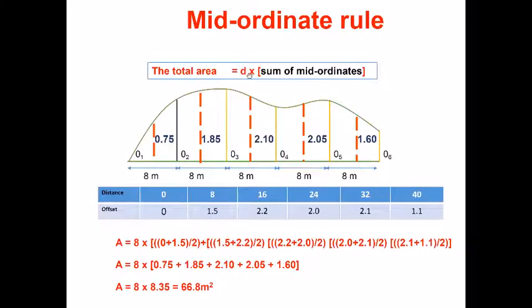Like the equation that we discussed, the area is given by d, so d is 8, multiplied by the sum of the mid ordinates. So what we have to do is take the average of O1 and O2 and similarly O2 and O3. For the first strip, the average would become O1, which is 0, plus O2, which is 1.5, divided by 2. So here we have the first average for the first strip. Similarly, let's do the last one, O5 and O6: 2.1 plus 1.1 divided by 2. So here we have the sum of mid ordinates multiplied by d, and we get the total area.